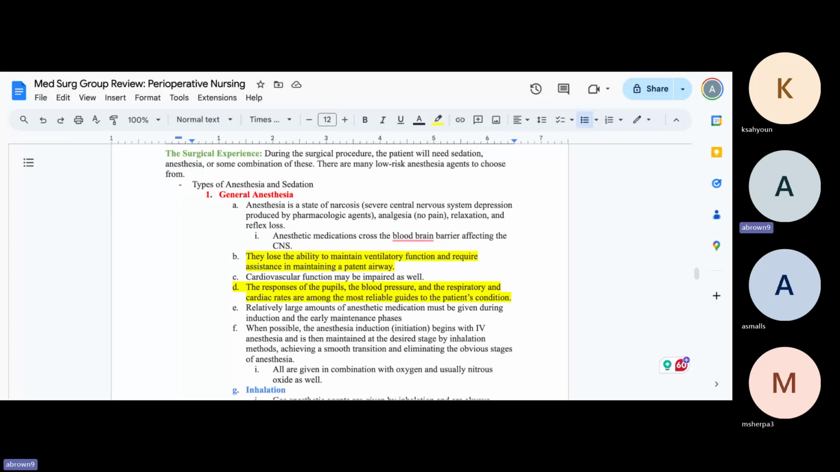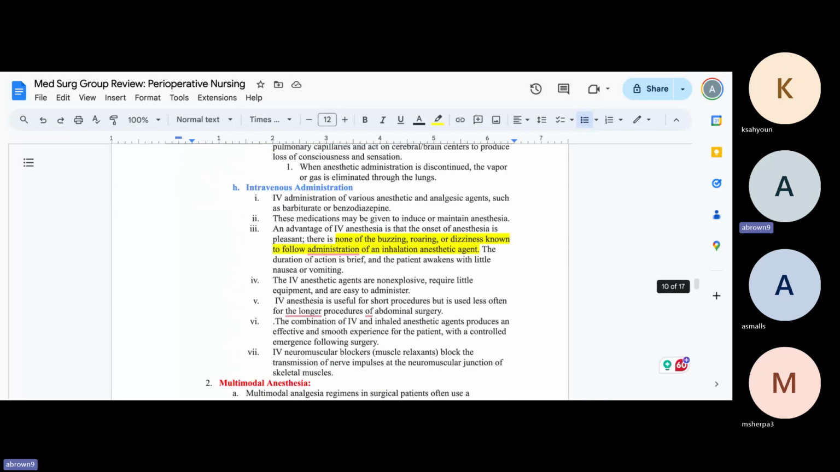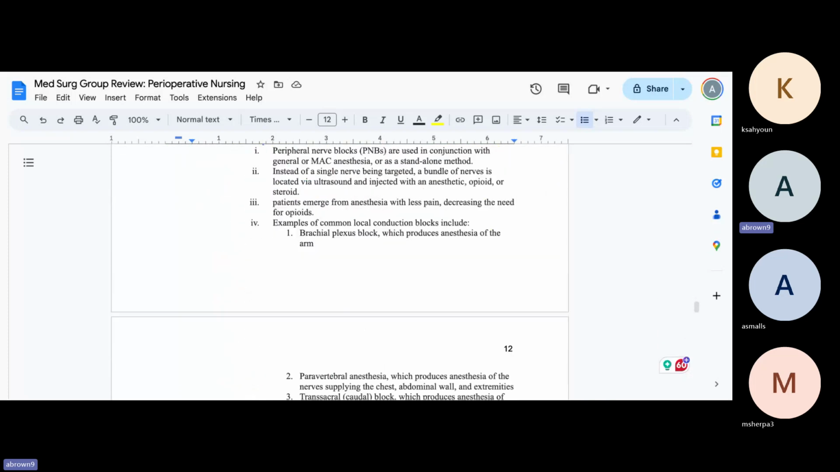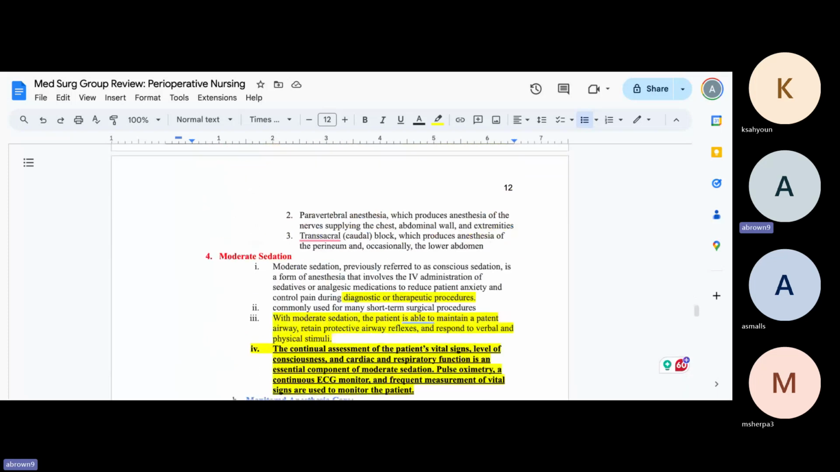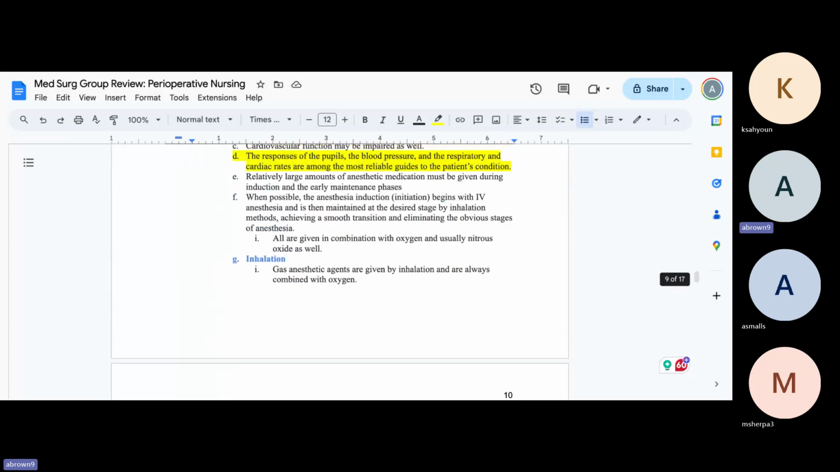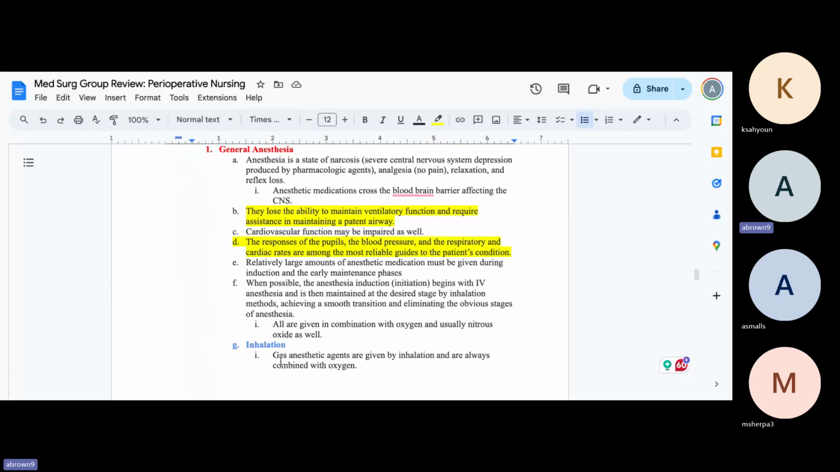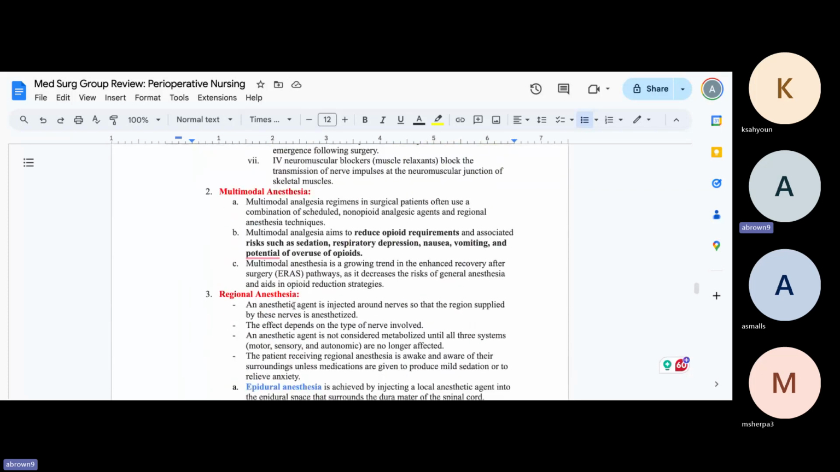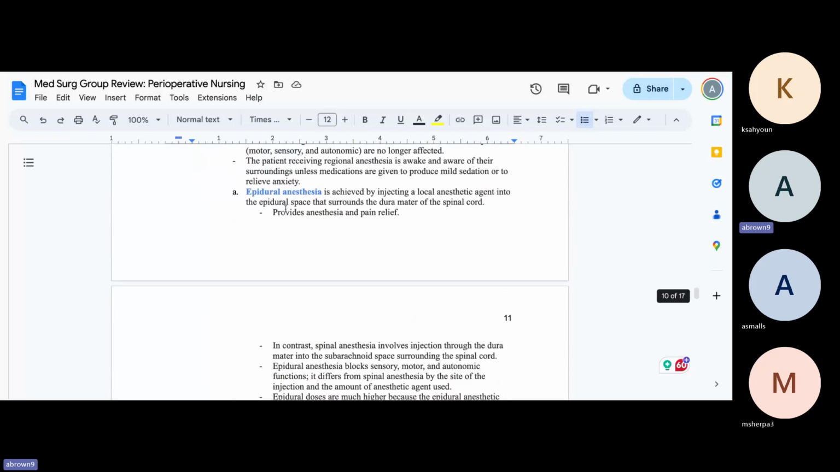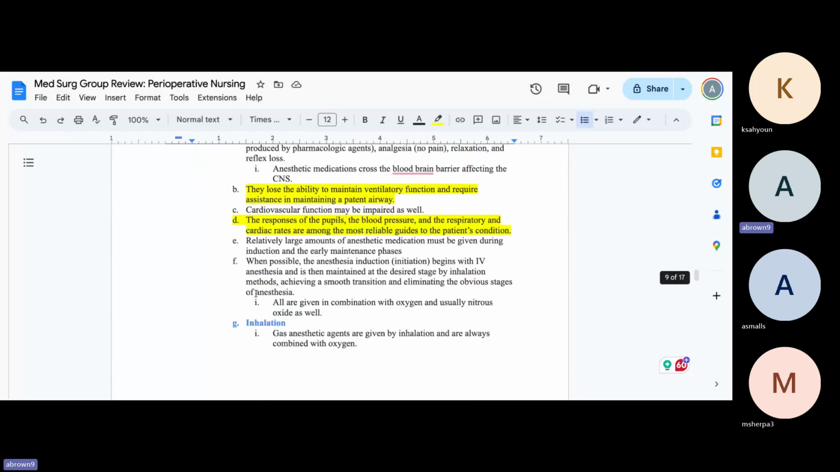So the surgical experience. During the surgical procedure, the patient will need sedation, anesthesia, or a combination of these. There are many low-risk anesthesia agents to choose from. Types, and these are the different types. So there are, I believe, 5 types. I try to color coordinate just to make it easier for you to review. So under general anesthesia is going to be inhalation and IV. Under here, regional would be epidural and spinal, and then so on.